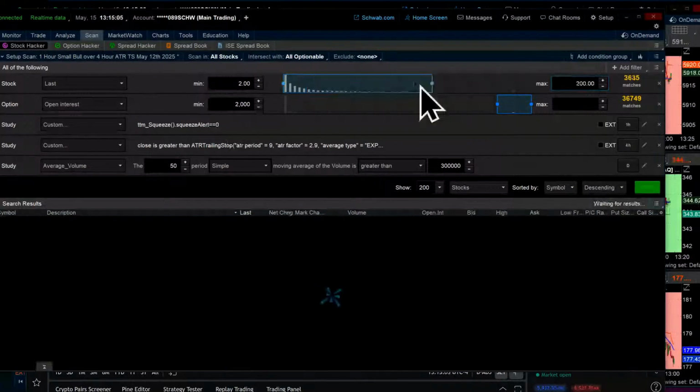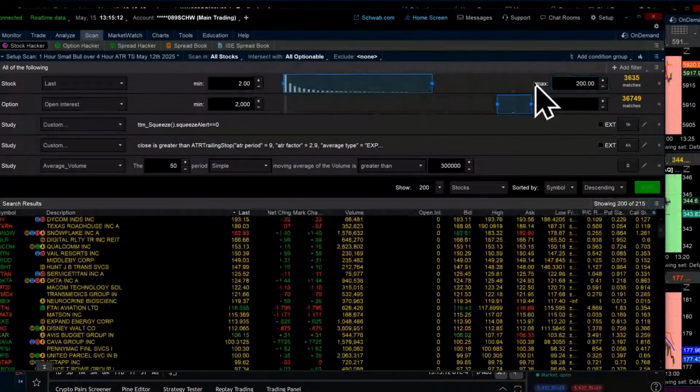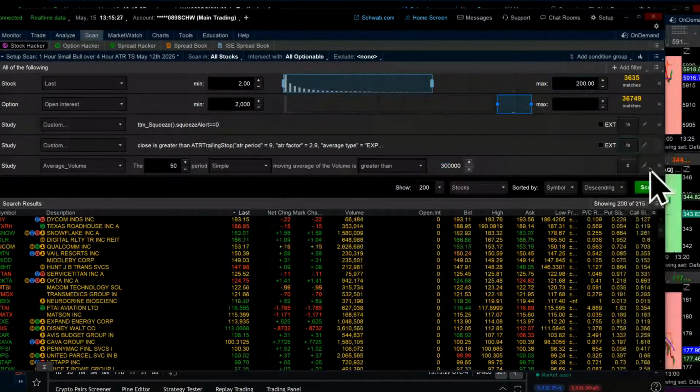What pops out? All stocks, all optionable, at least $2 to 200, active options, active stock in an uptrend on a 4 hour and a squeeze on a 1 hour. Yeah, 200's a lot. Now that's going to be tough. So let's take an hourly uptrend, see if it changes.